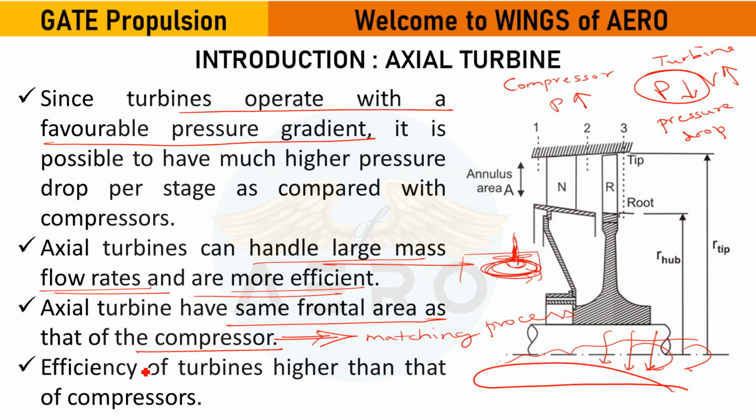Right? Now, here they said the efficiency of the turbine is higher than the compressor. How and why the efficiency of the turbine is higher than the compressor, I will come to that point later when we discuss the formula. I will show you some expressions and you will understand how and why the efficiency of the turbine is slightly higher compared with the compressor.